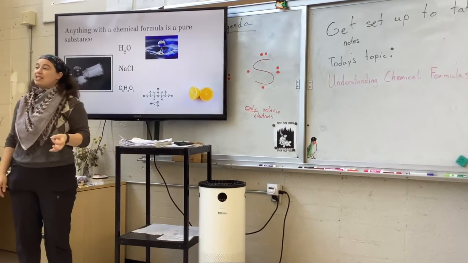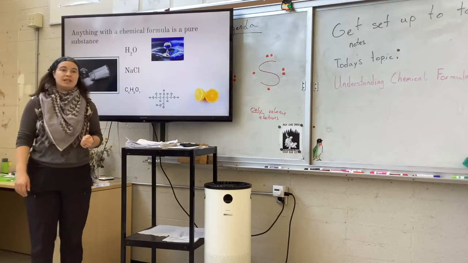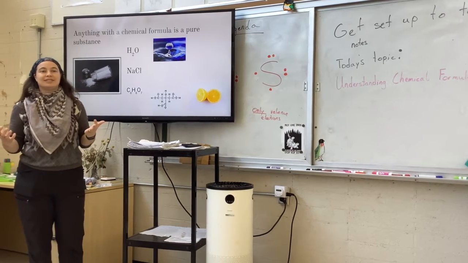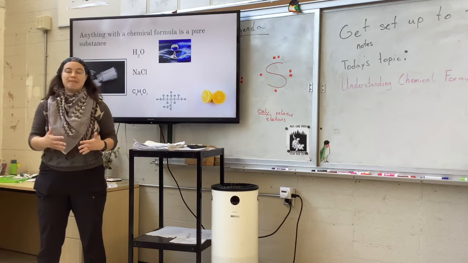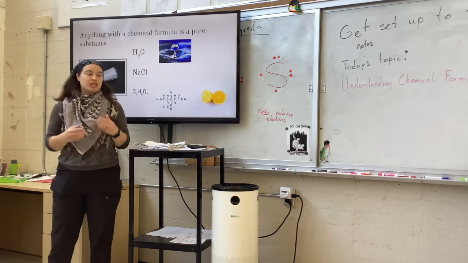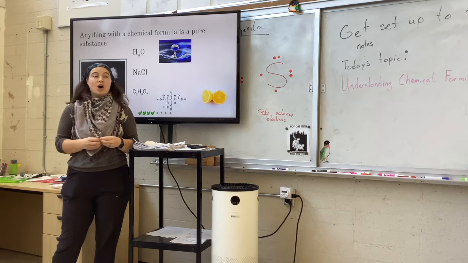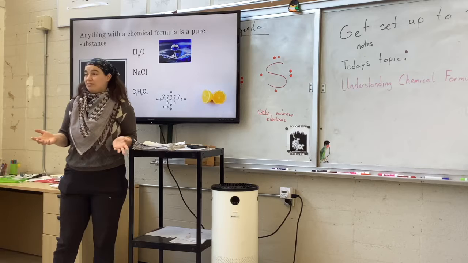Does anyone think they can tell me how many oxygen atoms we would have? Let's go to Danny. 1. How do I know that it's 1? Because it doesn't have a number next to it. Remember that in chemistry, chemists are typically too lazy to write the number 1. So if there's nothing written, then we just assume there's one of it.